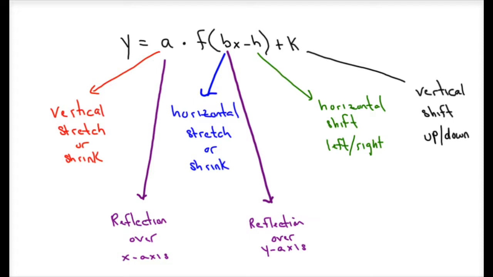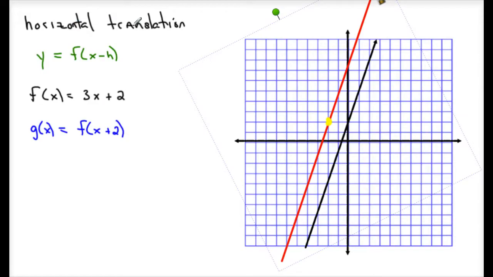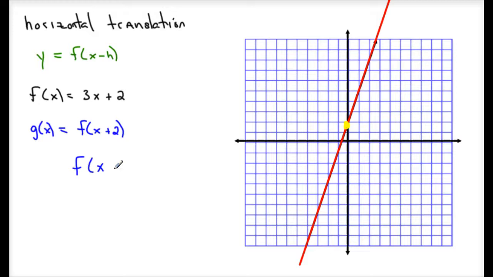All right, so let's take a look at these individually. Our first one, we have a horizontal translation. So we have y equals f of x minus h. When you have this quantity, x minus h, inside, this is a horizontal translation. So if my original function is f of x, which is this one in black, my new equation, g of x, is f of x plus 2. So the plus 2 inside the parentheses is going to be a horizontal shift, either to the right or to the left. But remember, my equation is f of x minus h.